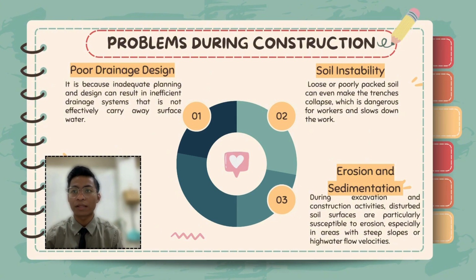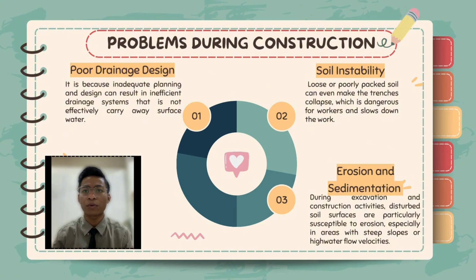When the ground is not stable, it can cause problems for the drainage system we built. While digging, unstable soil can make it tricky to make the holes needed for pipes and basins. Loose or poorly packed soil can even make the trenches collapse, which is dangerous for workers and slows down the work. Thirdly, erosion and sedimentation.